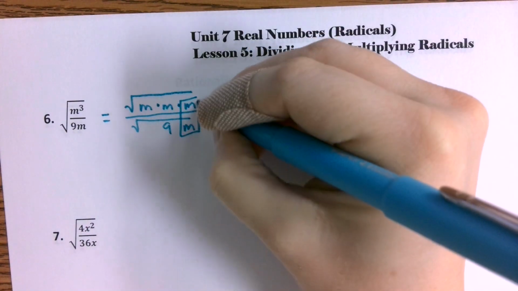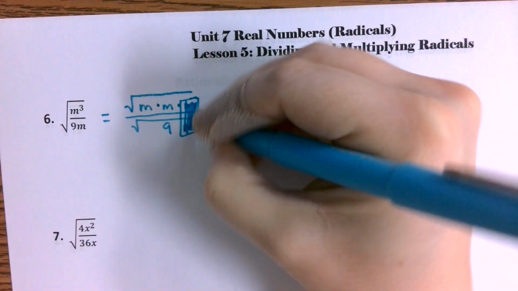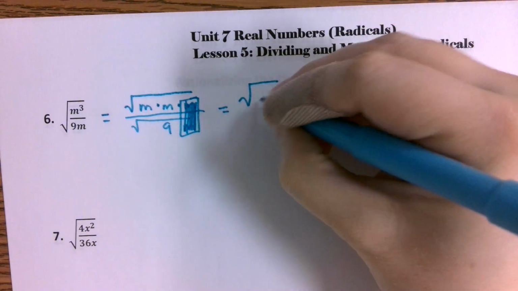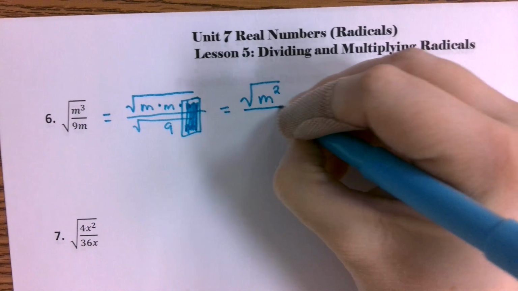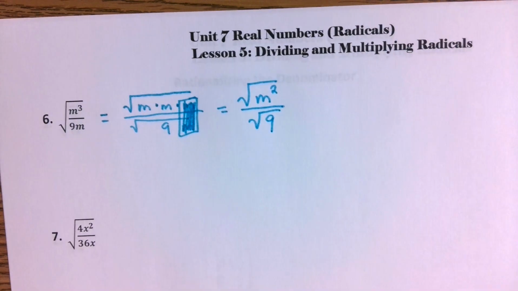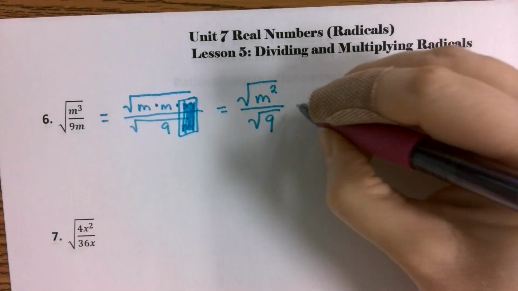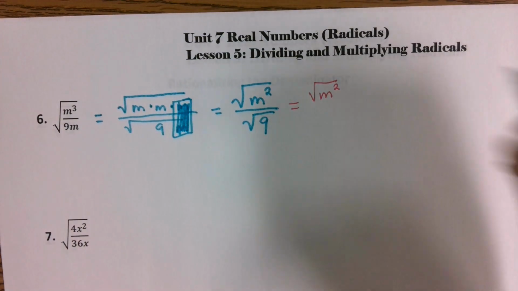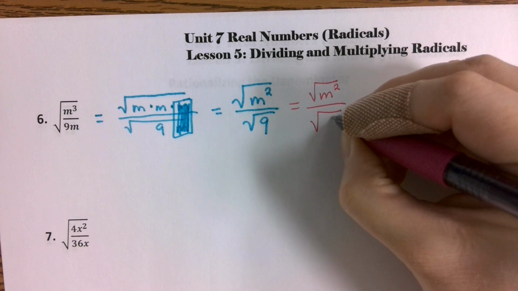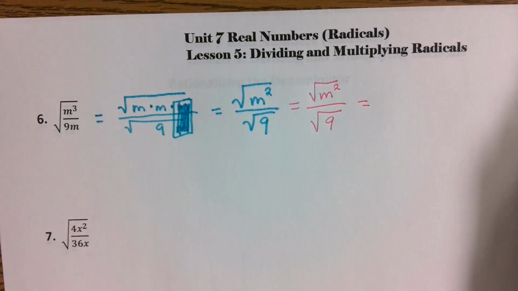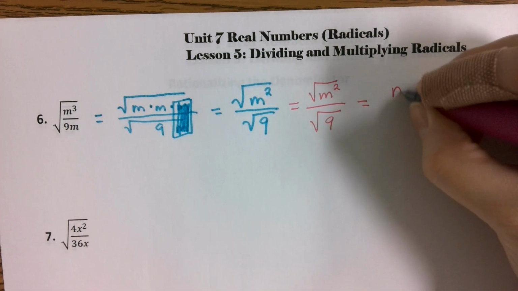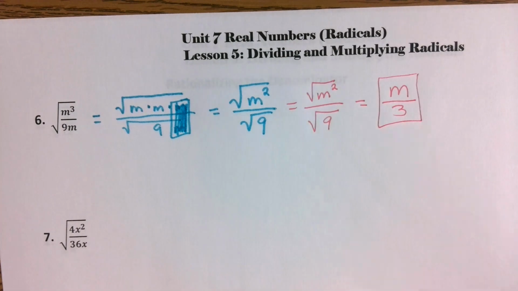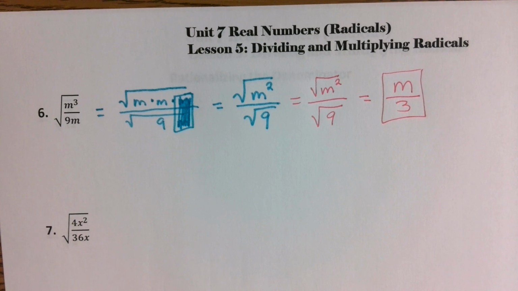We could get rid of these single values of m's. And what we'd really be left with is the square root of m to the second power over the square root of 9. Both of these do happen to be perfect squares. Square root of m to the second power is perfect because it's an even exponent. Square root of 9 is perfect. So if we were to take the square root of both of them, you should have gotten m over 3 as your final answer. M over 3 for your final answer.